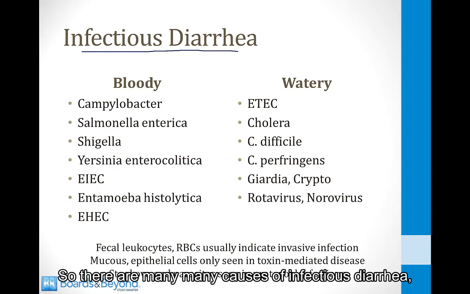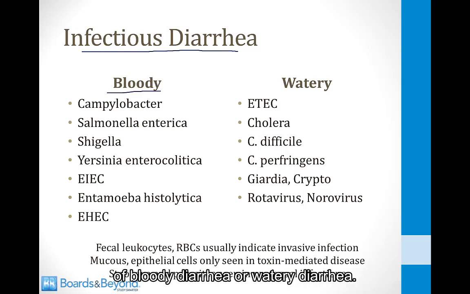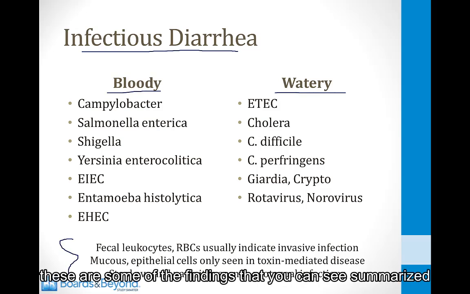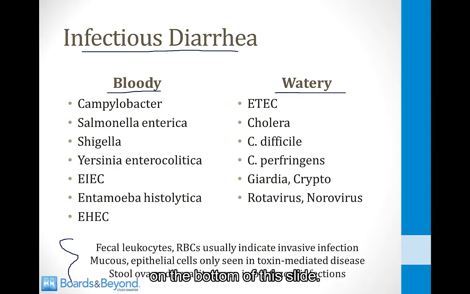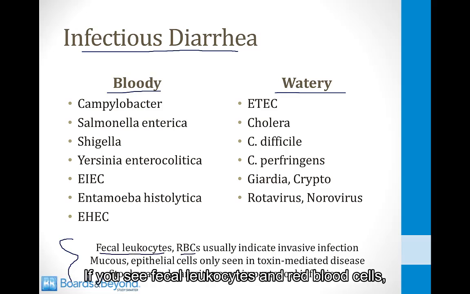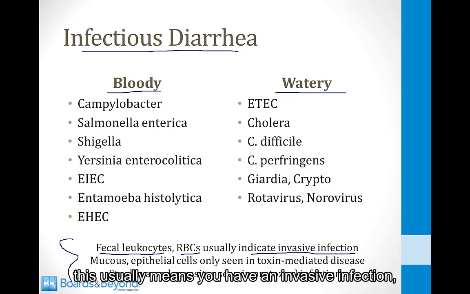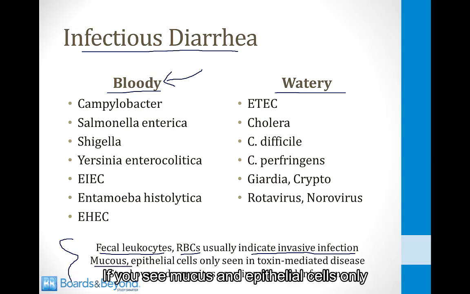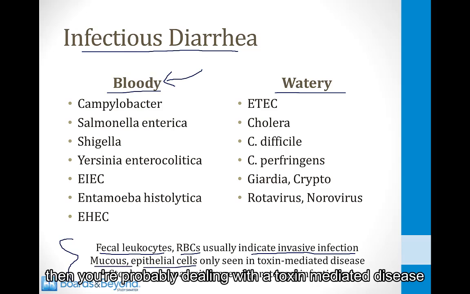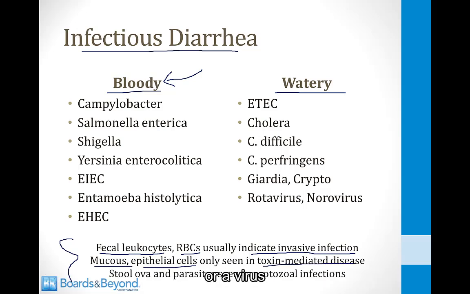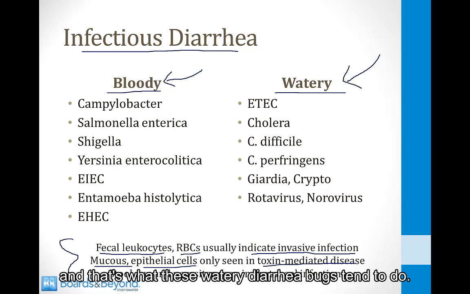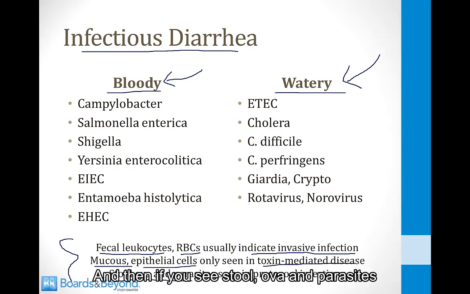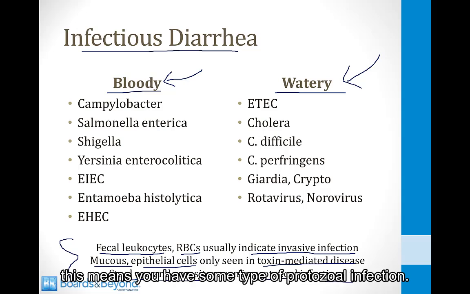So there are many, many causes of infectious diarrhea, but in general, you can think of them as the causes of bloody diarrhea or watery diarrhea. When you send stool samples to the lab, these are some of the findings that you can see summarized on the bottom of this slide. If you see fecal leukocytes and red blood cells, this usually means you have an invasive infection. That's what these bloody diarrhea bugs tend to cause. If you see mucus and epithelial cells only, then you're probably dealing with a toxin-mediated disease or a virus, and that's what these watery diarrhea bugs tend to do. And then if you see stool ova and parasites, this means you have some type of protozoal infection.